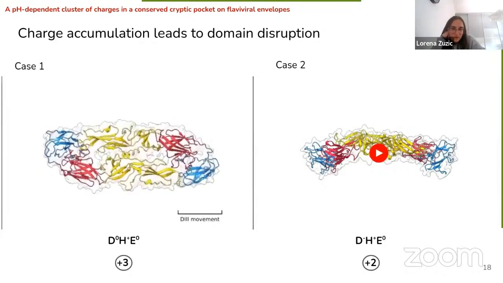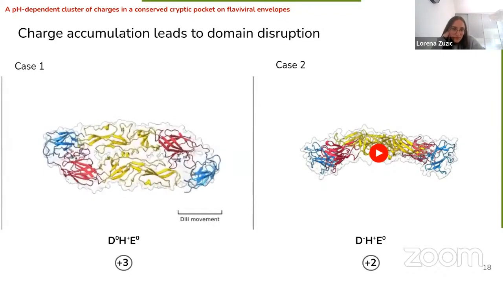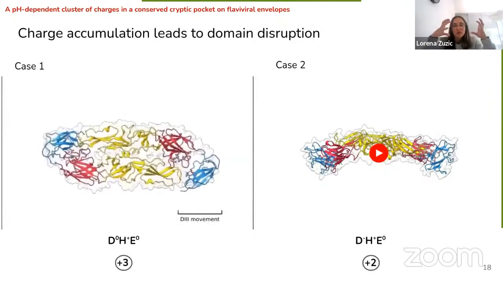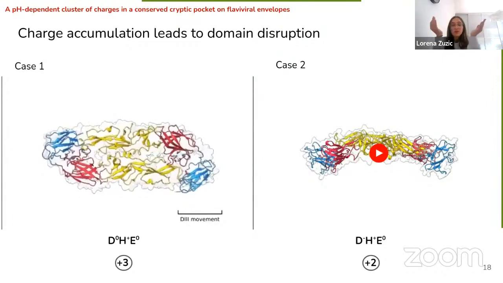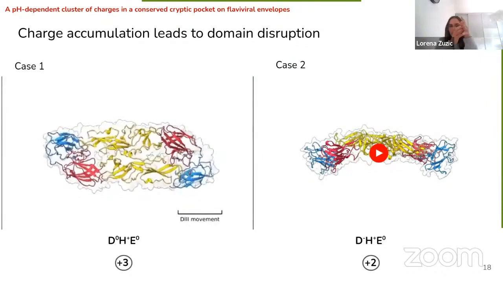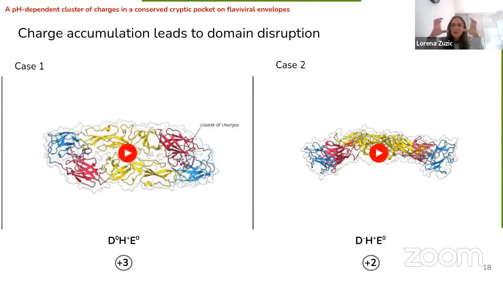So we're now looking at this domain 3, which moves out as your charge increases. And we know that for the pH-dependent conformational change, this movement, this dissociation of domain 3, is a part of the process, basically based on the starting structure and the post-fusion structure. We know that the domain 3 needs to move away.